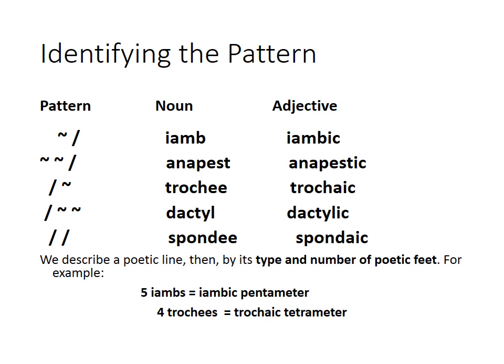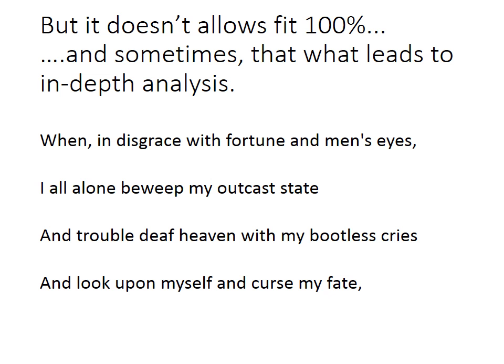So by now you probably see that there is a pattern to Shakespeare. And of course, as we've already said, and as you remember from other classes, iambic pentameter. So iamb is unstressed, stressed, and pentameter means 5. So 5 iambs equals iambic pentameter. But that the main type of pattern is iambic pentameter doesn't mean it'll fit everything.